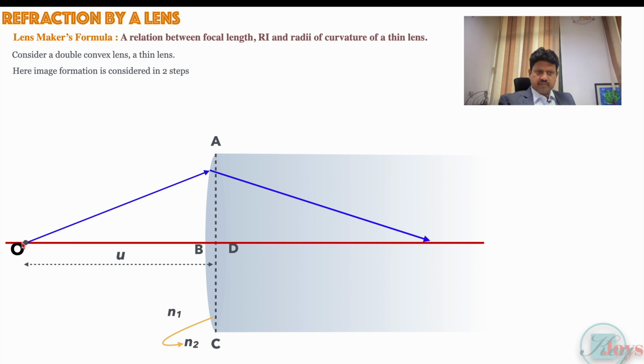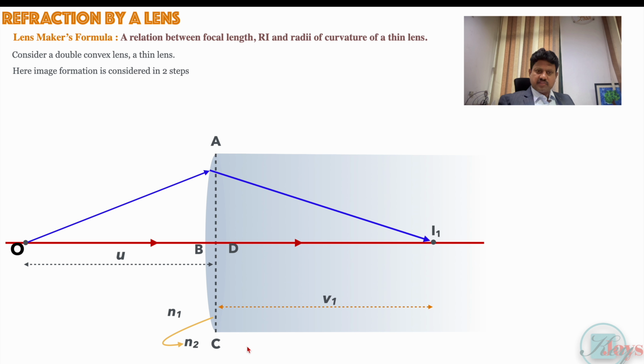Similarly, another ray going from the object O through the optic center goes undeviated like this and meets the previous blue colored ray at this point here, where the image formation occurs. I1 is the image formation. This is due to refraction at a single curved surface.